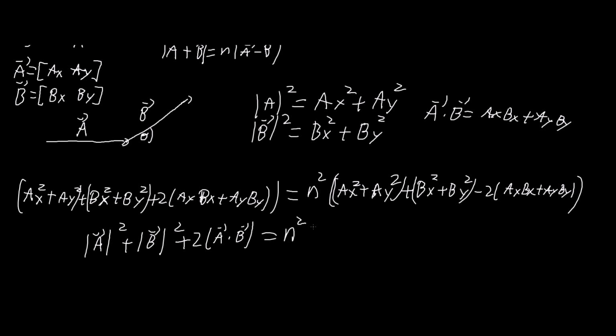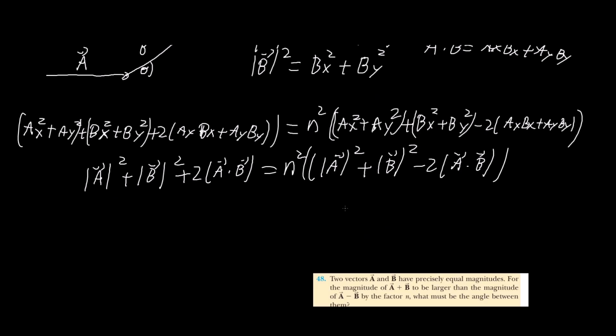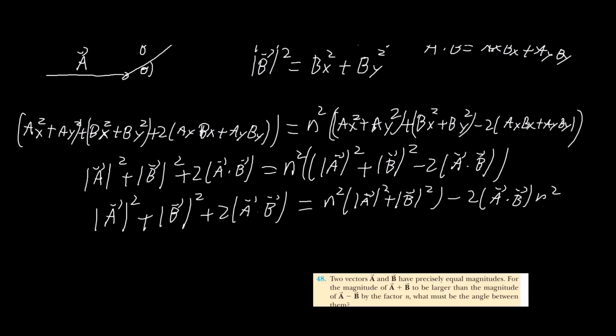equals the magnitude of A squared plus the magnitude of B squared minus 2 of the dot product of A dotted with B. And this whole thing has to be in parentheses. There we go. So all I'm doing is rewriting this. So let's simplify this left part, let's simplify this as this.